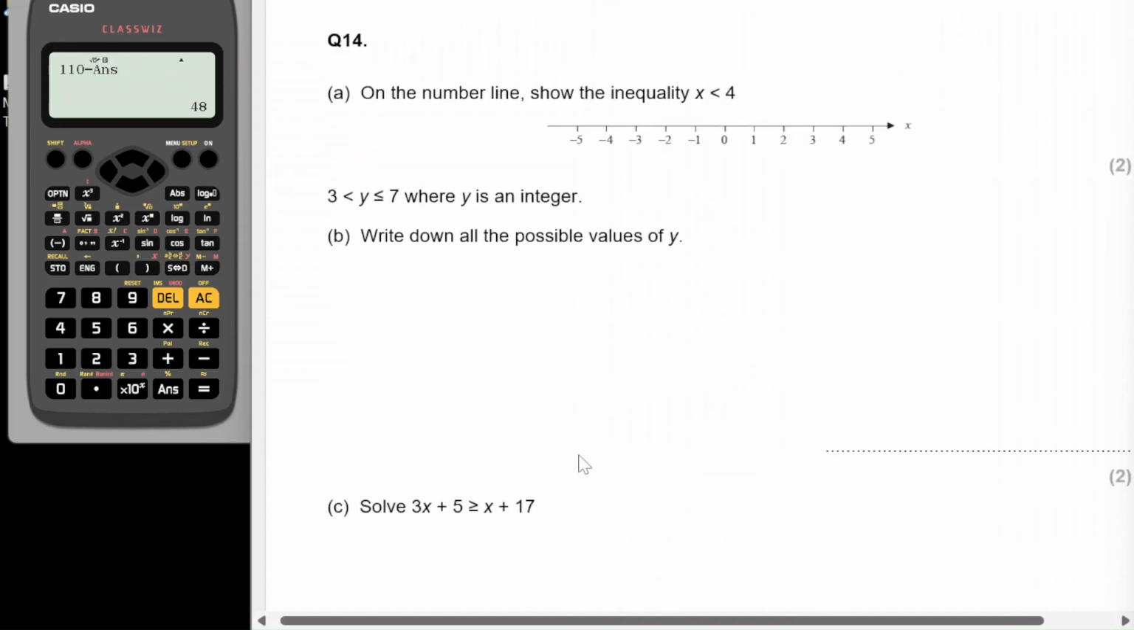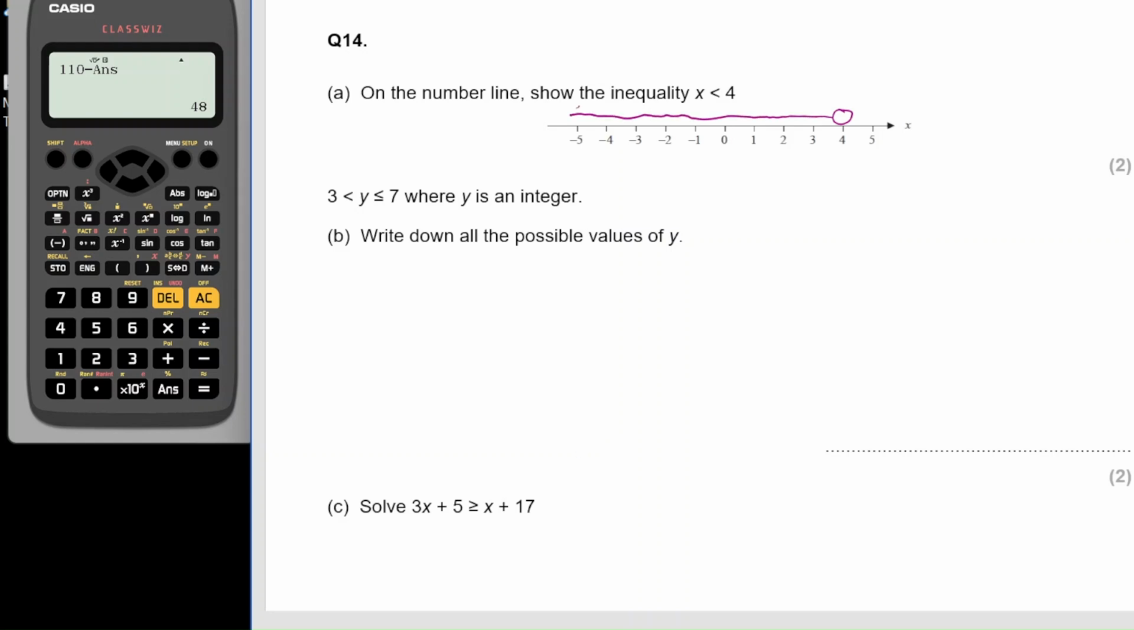Question 14. On the number line, show the inequality x is less than 4. So we do a circle at 4. We show an arrow going in the opposite direction to represent less than, and we do not shade it in. If it was equal to, it could be shaded in, but it's not, so we can't.